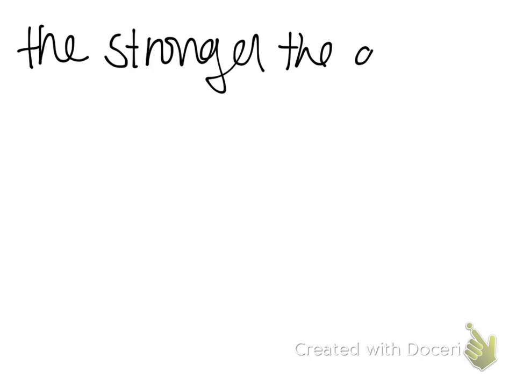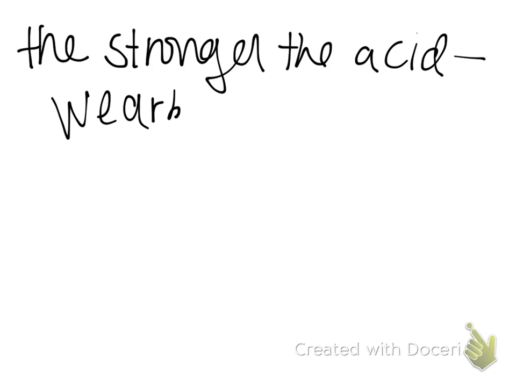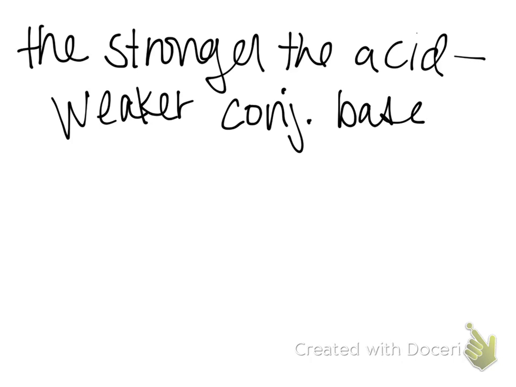Now we're going to determine the strength of the conjugate acids and conjugate bases. We know the strength of original acids and bases. How do we determine the strength of a conjugate acid or a conjugate base? It's kind of a sliding scale type of system. So the stronger the acid, that means a weaker conjugate base.